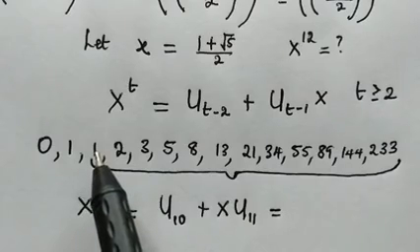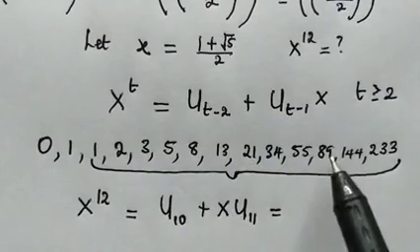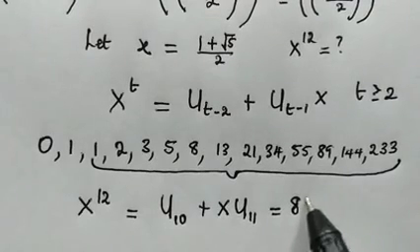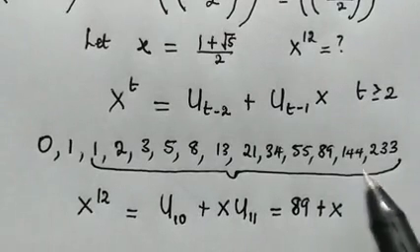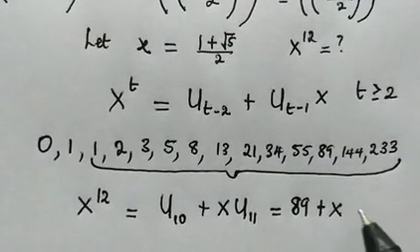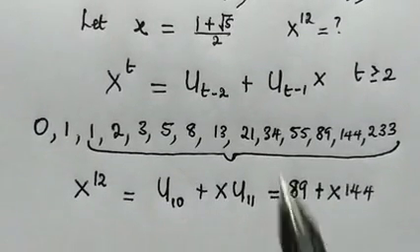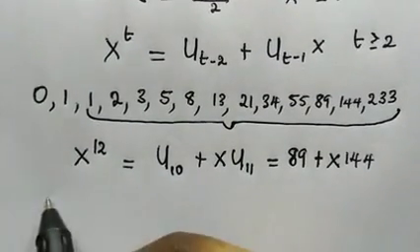So count it: 1, 2, 3, 4, 5, 6, 7, 8, 9, 10. So 89 is the 10th term. Then plus x multiplied by, we know the 11th term is after the 89, which is 144. So we have 144 times x. And remember that x here is the golden ratio. So we get x to the power of 12.